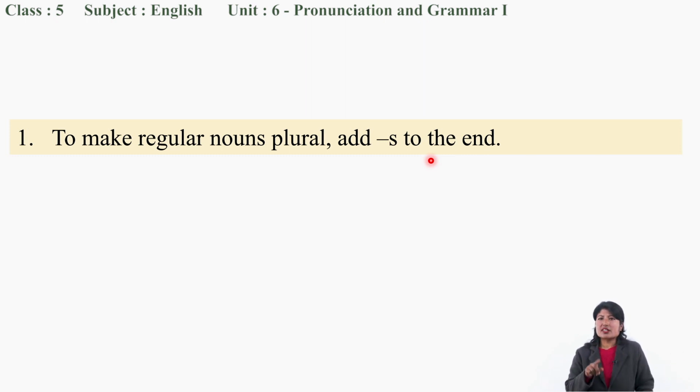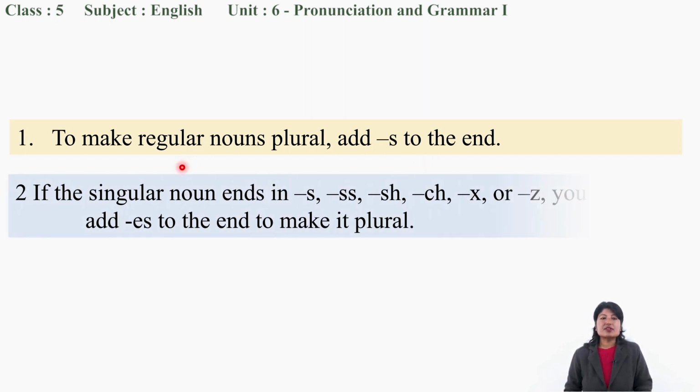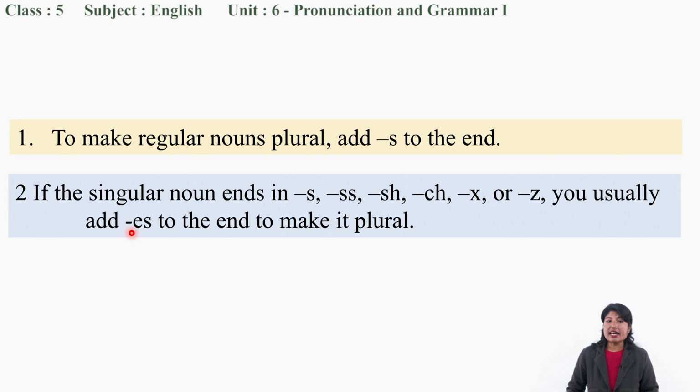But it doesn't work in all cases. So what is another case? If the singular noun ends in s, ss, sh, ch, x, or z, you usually add es. Not only s; sometimes we need to add es also. To make it plural, we add s or es. But we have seen many other examples where only s and es do not work. Then what do we do? Let's see in detail.